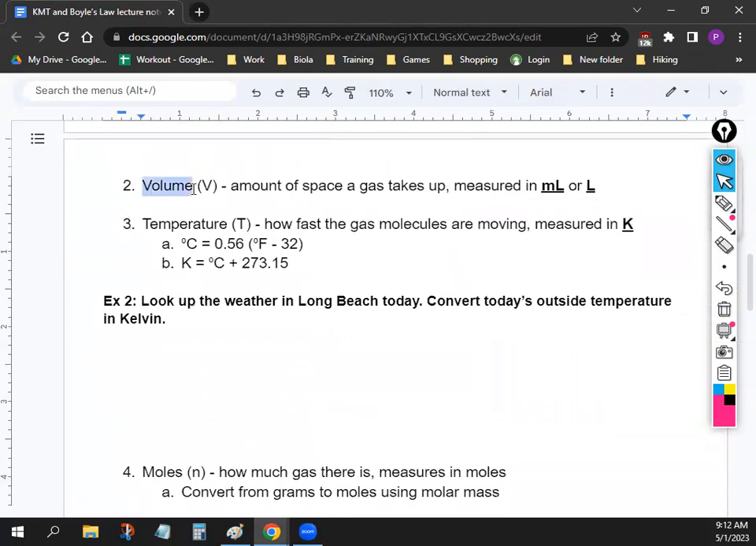The next property is volume. We know that we denote that with V. And volume, we've talked about volume already. It's the amount of space a gas takes up. And we measure that either in milliliters or liters. So volume is how much space a gas takes up. It can also be the size of the container the gas is in, and we measure it in milliliters or liters.